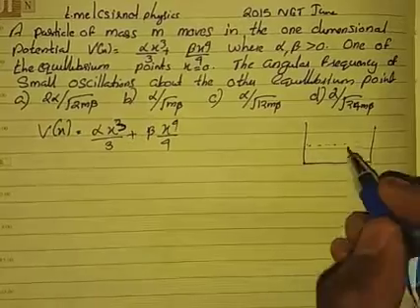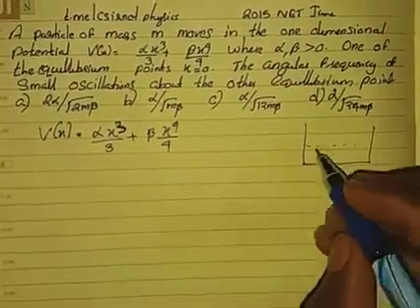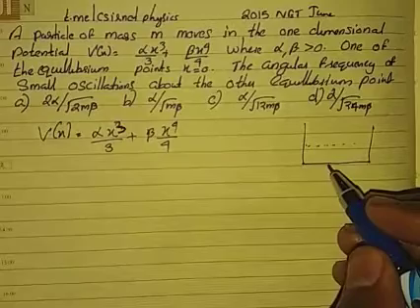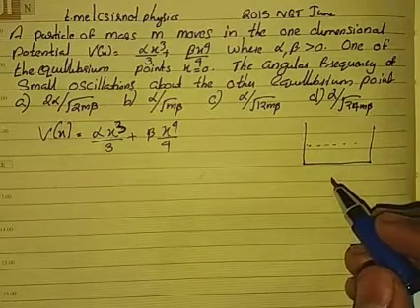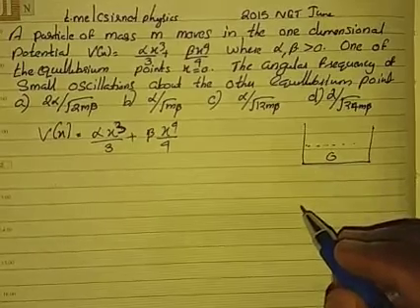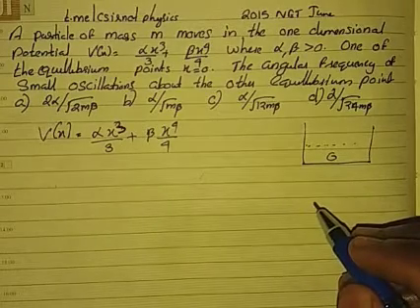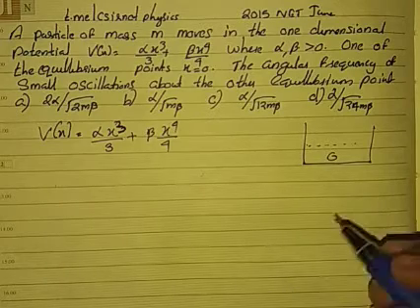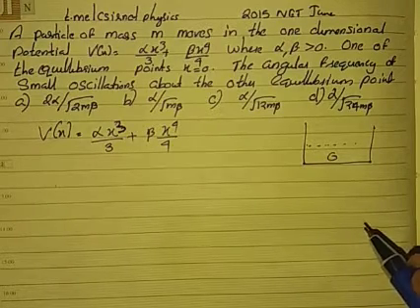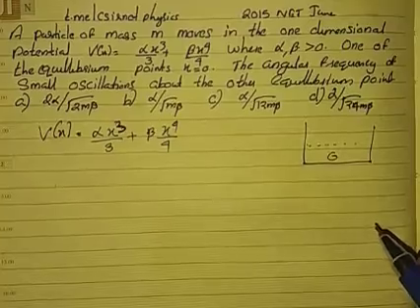This variation is in one dimension, and the particle is inside that. One of the equilibrium points is x equal to 0. So x equal to 0 is an equilibrium point. Then we need the angular frequency of small oscillations about the equilibrium point.